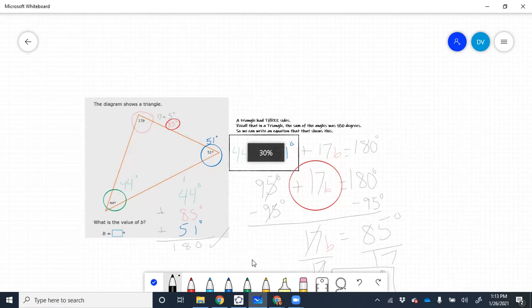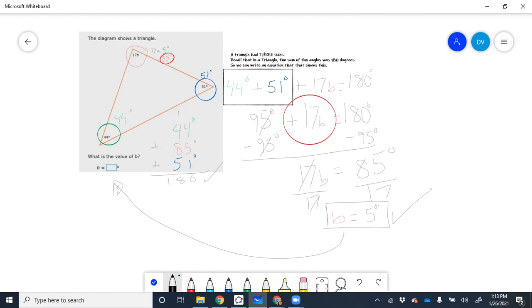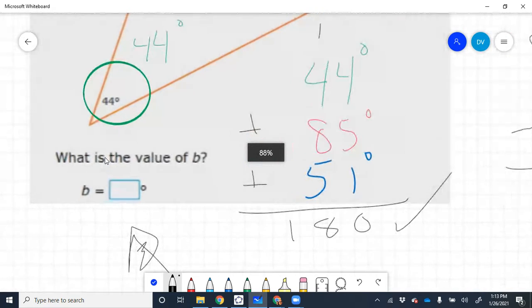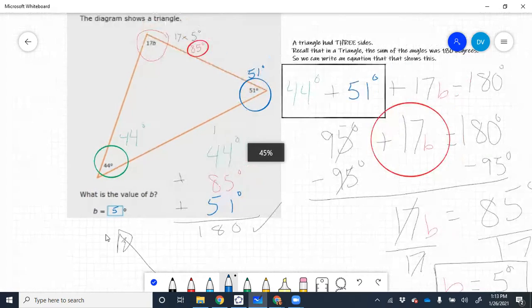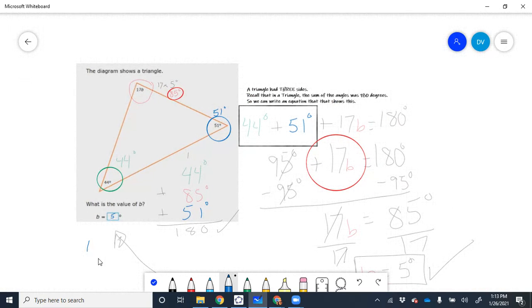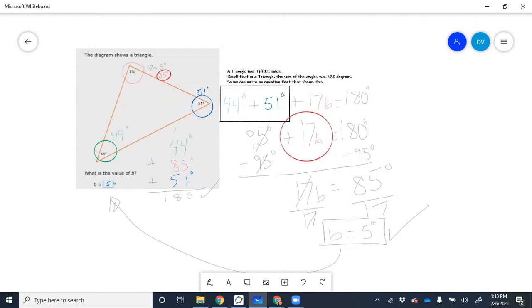Our answer is not 180. Our answer, remember, we had it a second ago. It's right here: B is 5 degrees is our final answer. So in your IXL, you're going to put 5. They already put the degree symbol for you, so you just need to type a 5 in there. So we use this triangle sum theorem that says that all of our angles add up to 180 degrees to get our answer.